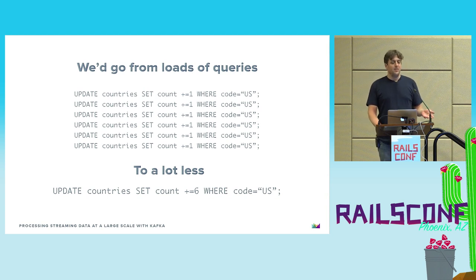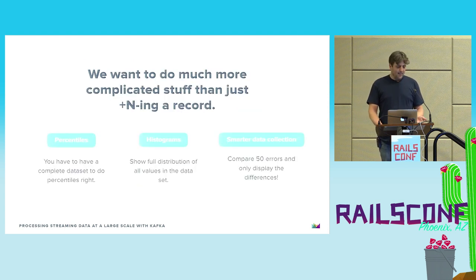We want to be able to batch the streams and do some caching and do some local calculations, and then just write it out to a standard database. And we actually need this to do the statistical tricks we want to do. So if you want to do proper percentiles or histograms, you're kind of forced to have all your data on one computer at some point, because otherwise you cannot do the calculation.